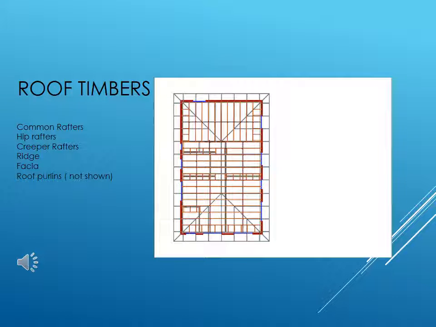Roof timbers. The light grey, partially blue colour on this layout plan shows you first of all the common rafters, hip rafters, creeper rafters, ridge, and fascia. I have not included the roof purlins because this drawing is now becoming even more and more busy. That is the reason that I've put this through in steps, because you would be looking at this and ending up cross-eyed.